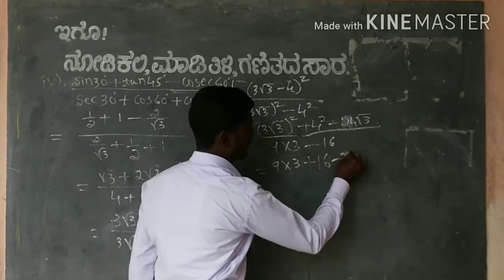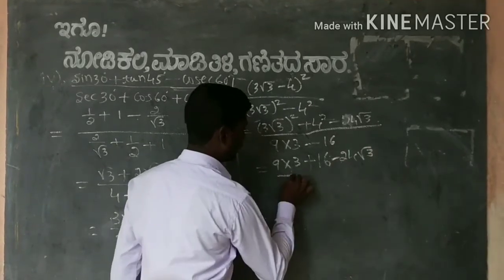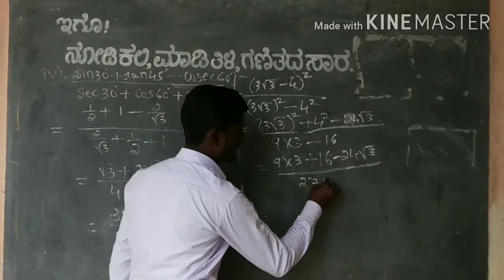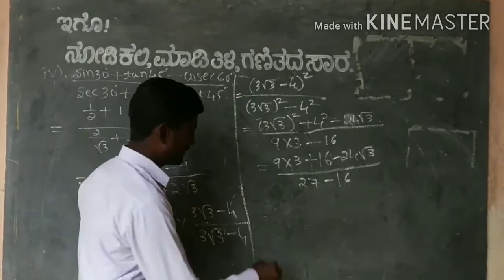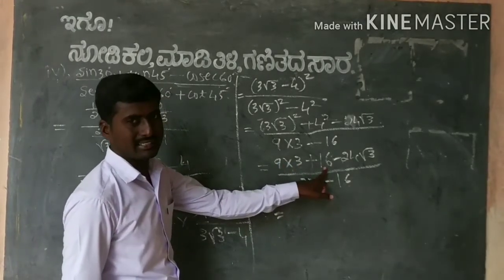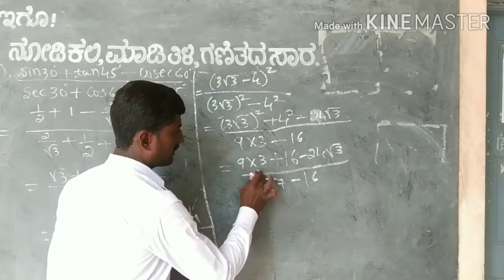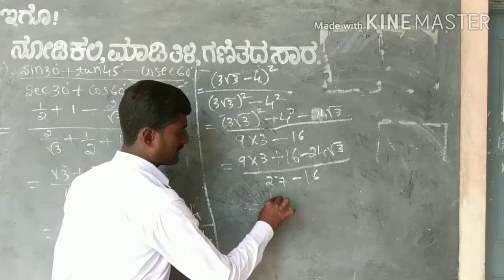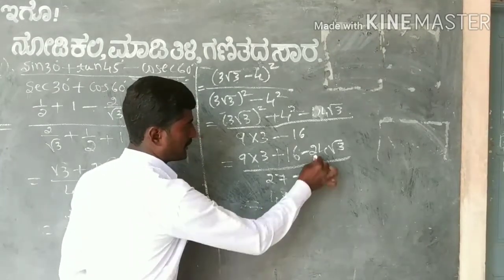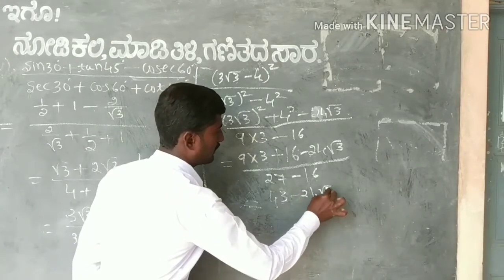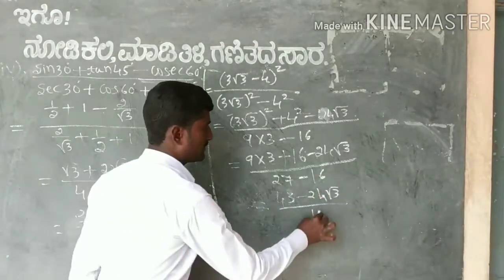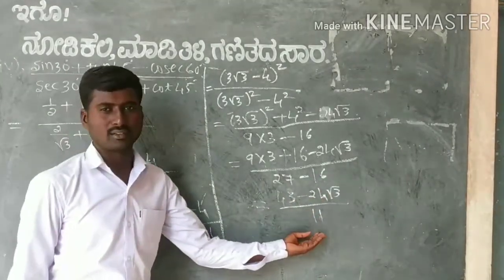minus 24 root 3 divided by 9 3s are 27 minus 16. Now this is equals to 9 3s are 27 plus 16, that is 43, 43 minus 24 root 3 divided by 27 minus 16. This is 11. Okay. This is the final solution you can write.